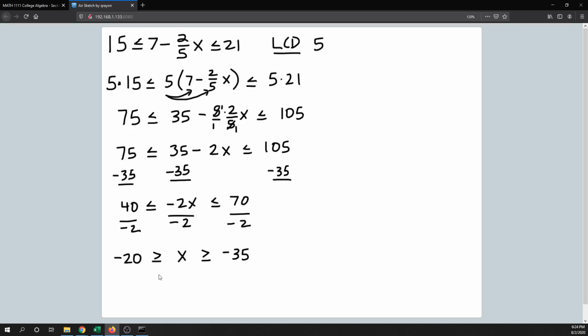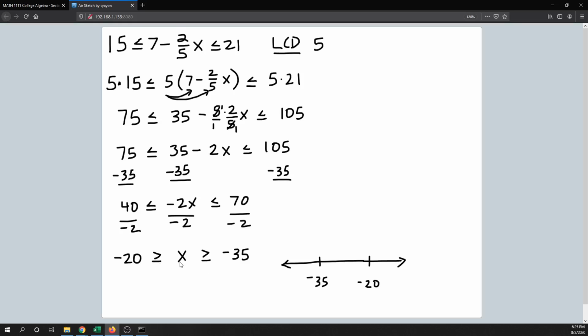The next step then would be to write this or graph this out. So I would sketch a number line. And then on the number line, I would put these two numbers, -35 and -20. When you do that, though, make sure that you respect the natural order of the number line, which is smaller things on the left, bigger things on the right. So the -35 is going to be on the left of -20 on the number line, because technically, -35 is smaller than -20.